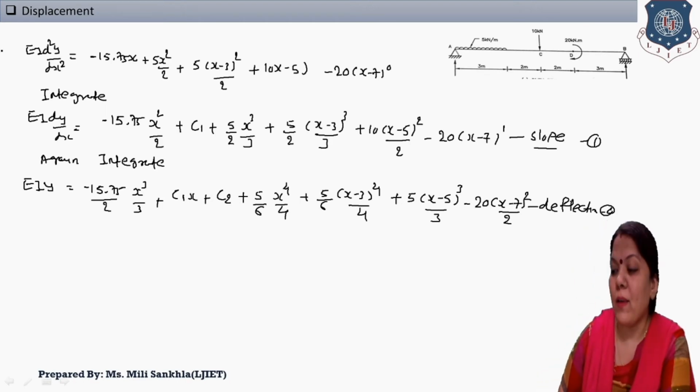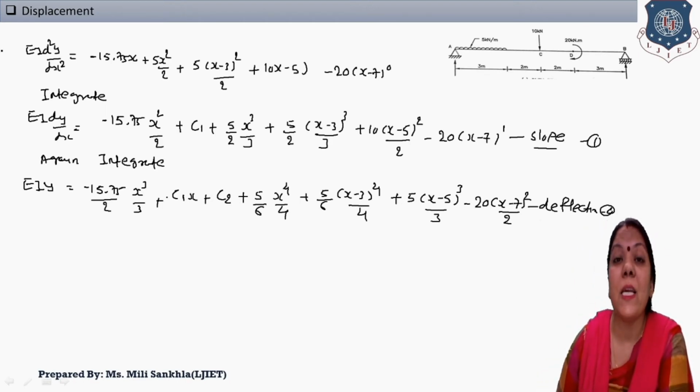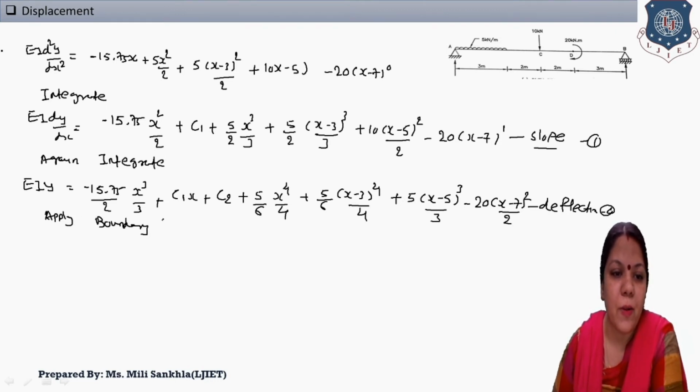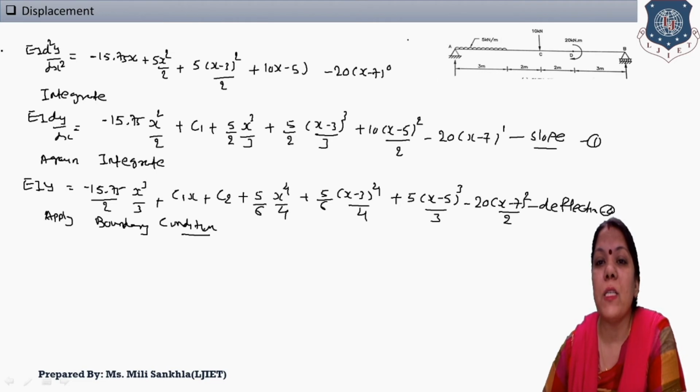Now next step, remember what is the next step? That is to apply the boundary condition. Does anyone know where the boundary condition is applied? We already considered that in example number 1. The boundary condition is applied always and always at the support. This is support A, and this is our support B.